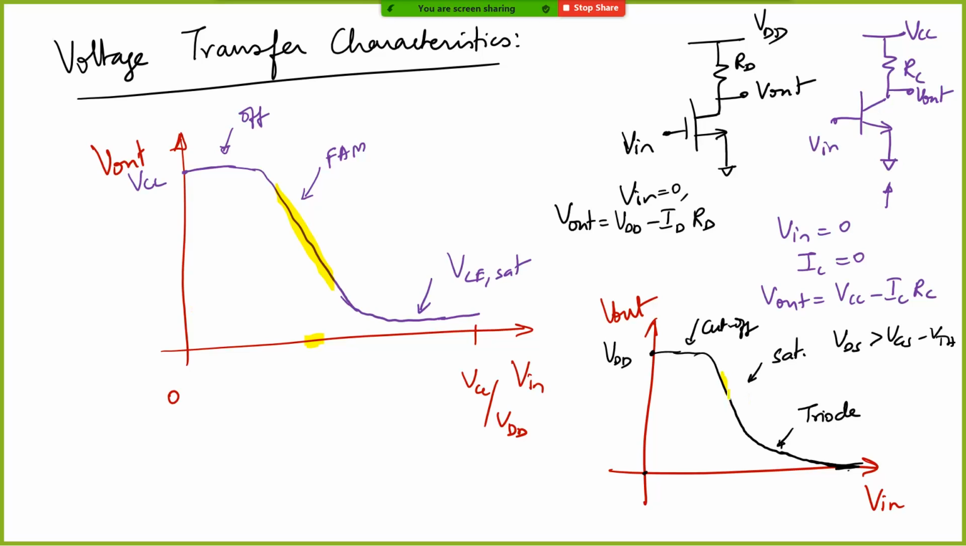Same way, you want it to be in the saturation region, and this is where a small change in Vin will give a larger change in Vout. Okay. So this is the region where you want your transistor to be in order for it to act as an amplifier.